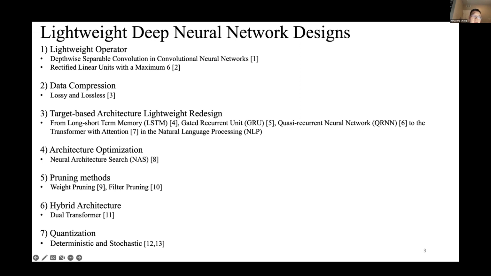The third factor is target-based architecture redesign. Based on the target, we can redesign our architecture. For example, I give the example of natural language processing. The architecture evolved from the long short-term memory to the transformer with attention. Long short-term memory has a huge number of parameters, but right now the transformer with attention just has the decoder and the encoder, and can also do parallel computation.